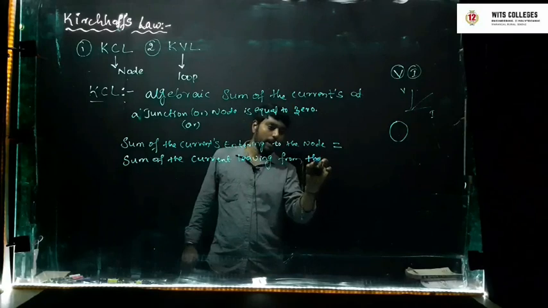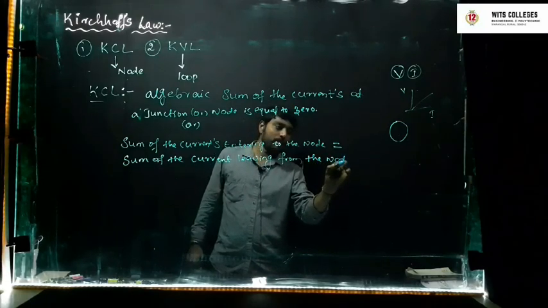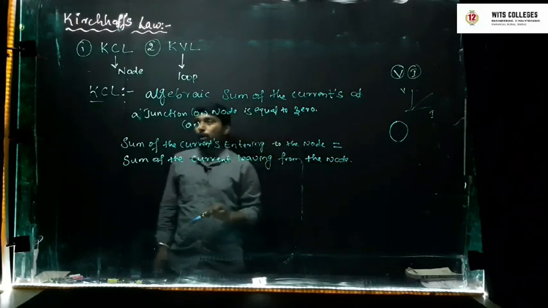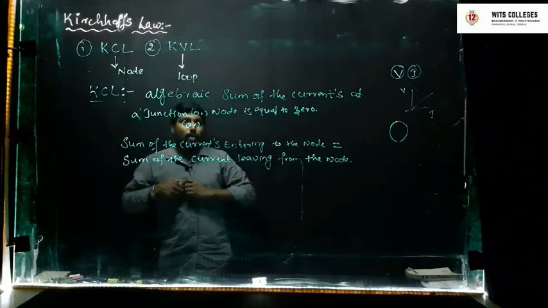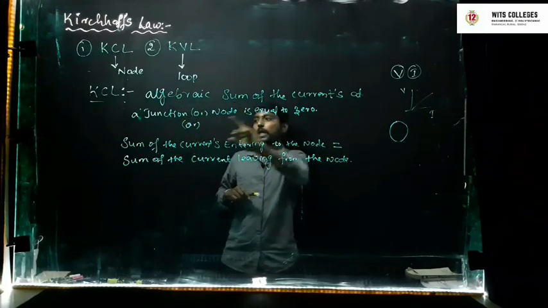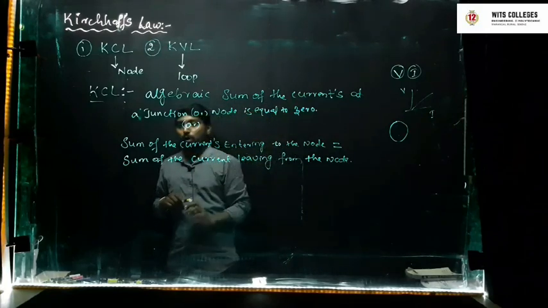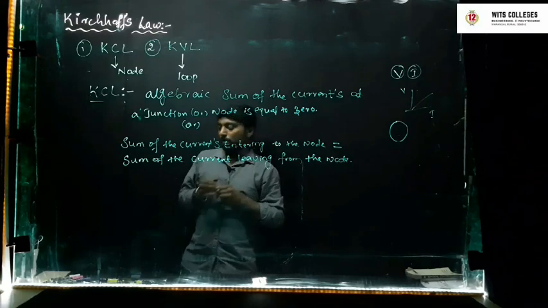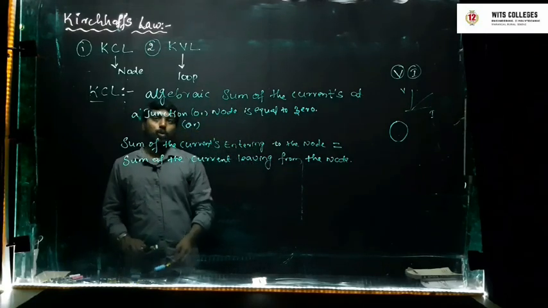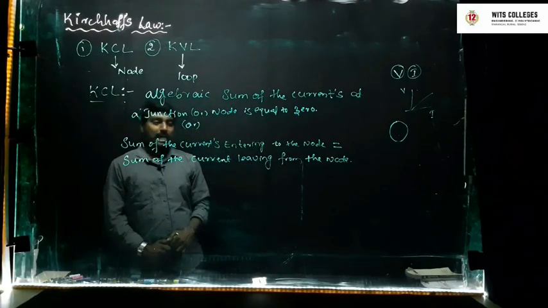Sum of the current entering to the node is equal to the sum of the current leaving from the node. These are the two definitions for the Kirchhoff current law. One is: the algebraic sum of the current at a junction or node is equal to 0. Next one is: the sum of the current entering to the node is equal to the sum of the current leaving from the node. We will see the explanation part.